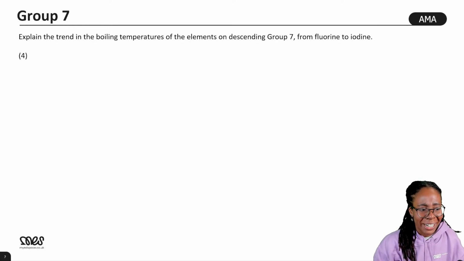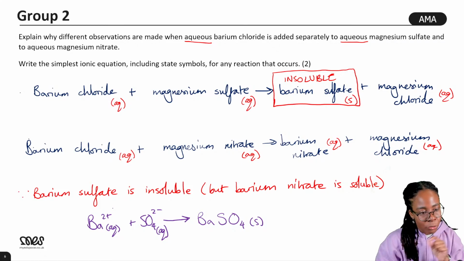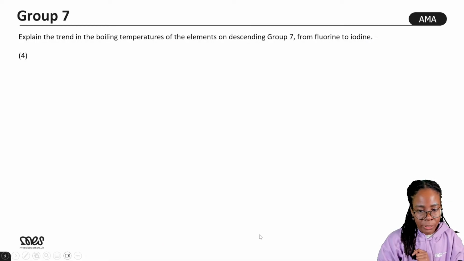Right, how come you don't need to balance with water and H+? This isn't a half equation. This is an ionic equation. Okay, so that would be half equations. That's like the redox, loss and gain of electrons. Okay, this is already balanced.